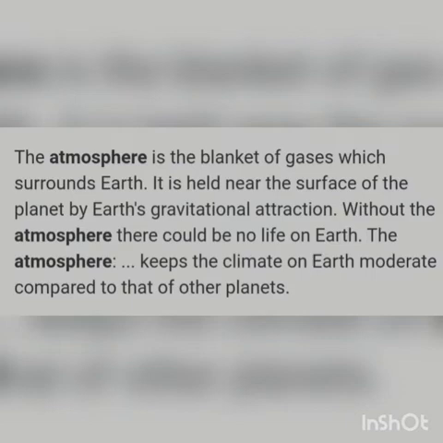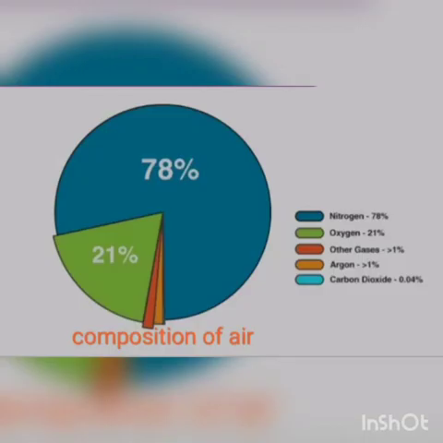Without atmosphere, children, our earth would be barren, that is, it would be empty like other planets. So here we can live safely because of which one? Because of the atmosphere. It protects us from harmful rays from the sun.